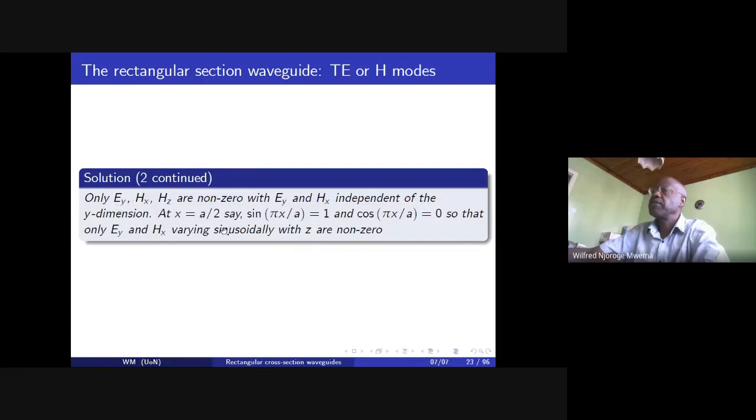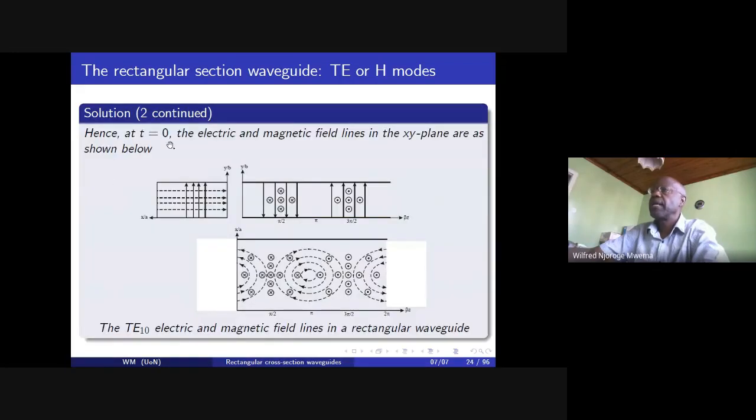At x equal to a by 2, that is, in the middle of the guide cross section, sine pi x by a is unity and cosine pi x by a is equal to 0, and therefore only Ey and Hz vary sinusoidally with z along that plane and are non-zero. Hence, at time t equal to 0, the electric and magnetic field lines in the xy plane are of that nature. That is, the E field is in the y direction and the H field is horizontal.